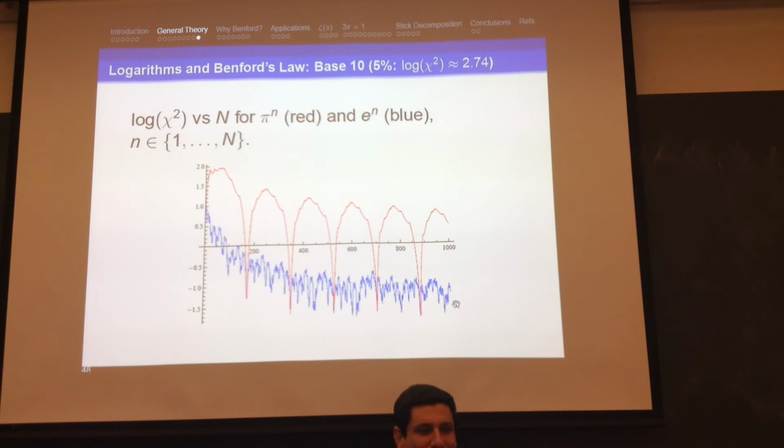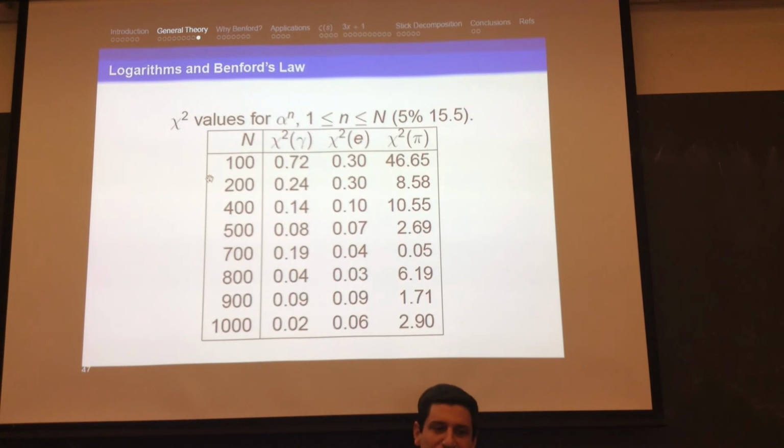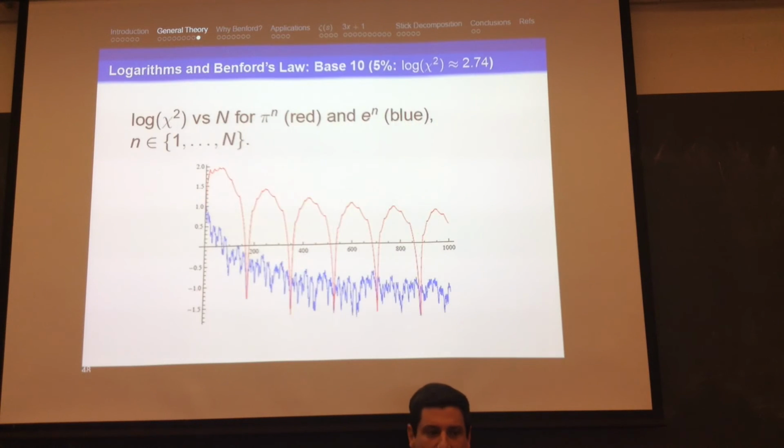So here is a plot. The red is the chi-squared value. I'm taking the logarithm so it fits on the scale of pi to the n, and the blue is of e. I need to do this because the chi-squared values of pi are just so much larger than those of e, you just wouldn't see the fluctuations in e at all. When you look at the pattern in pi to the n, what do you see? What does this behavior look like?